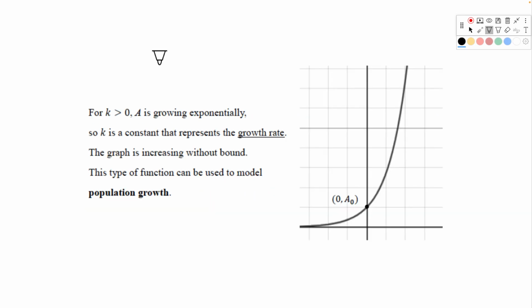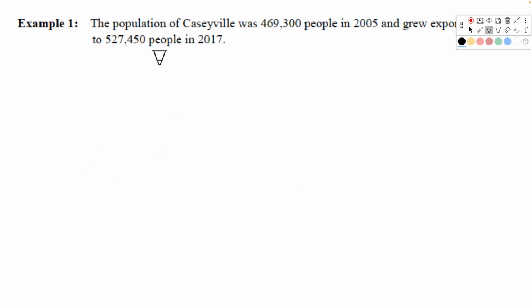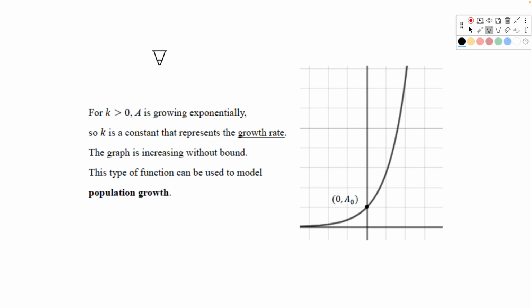So if k is bigger than 0, positive, we get growth. That's one type of situation, and it often happens with populations. We can also have populations that are decreasing. Oops, I didn't get that slide in there, so I'll write it in here. For k less than 0, we get decay. The amount is decreasing over time.